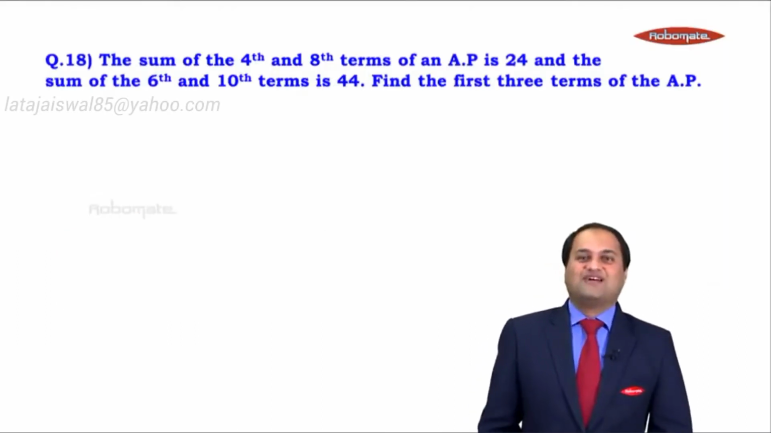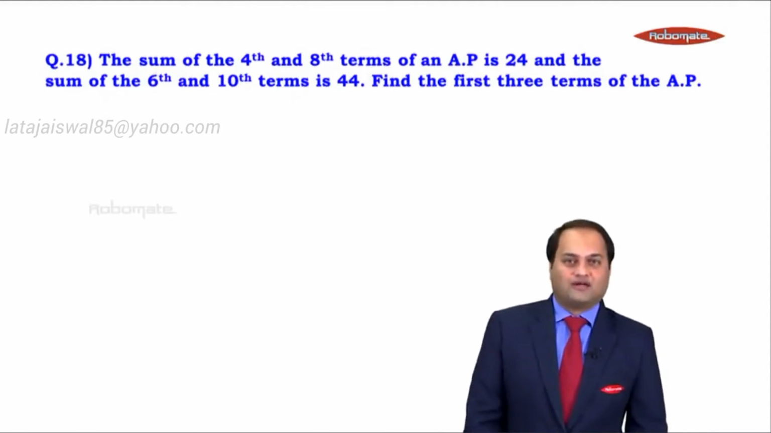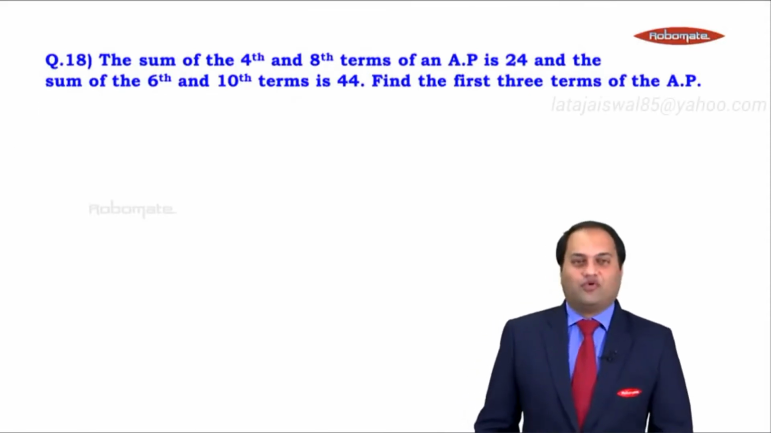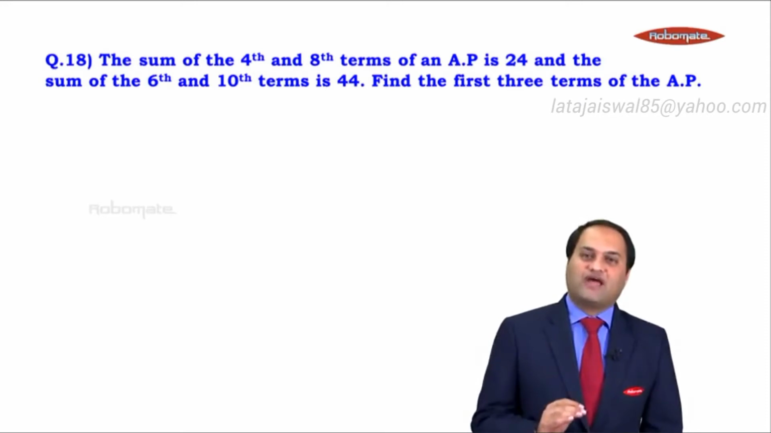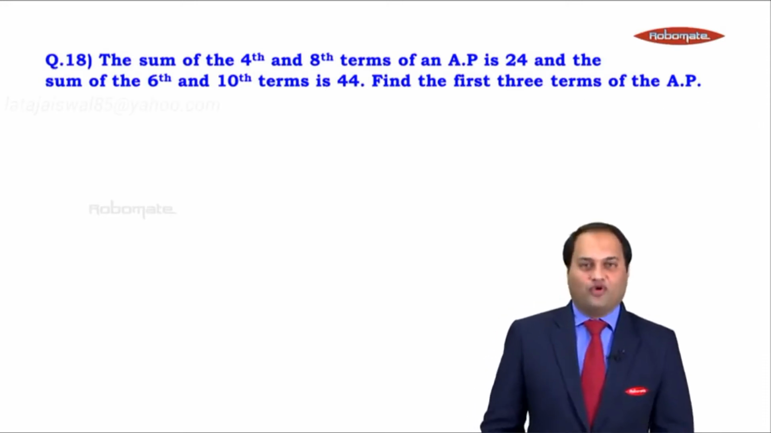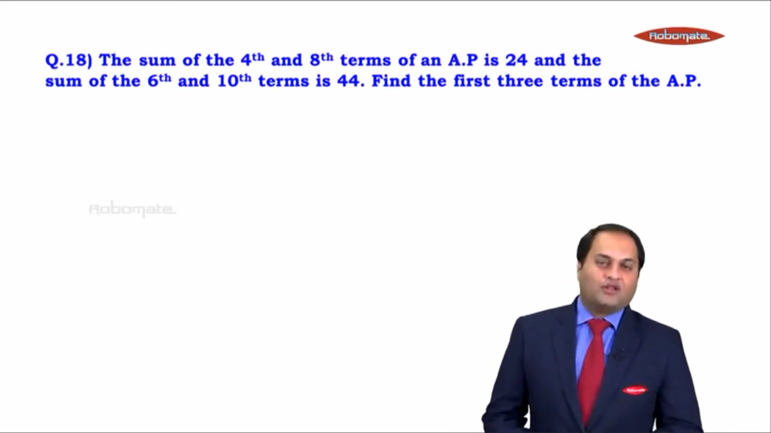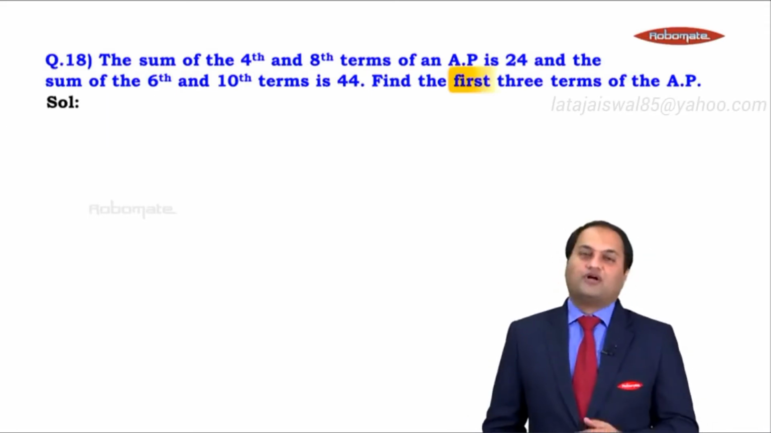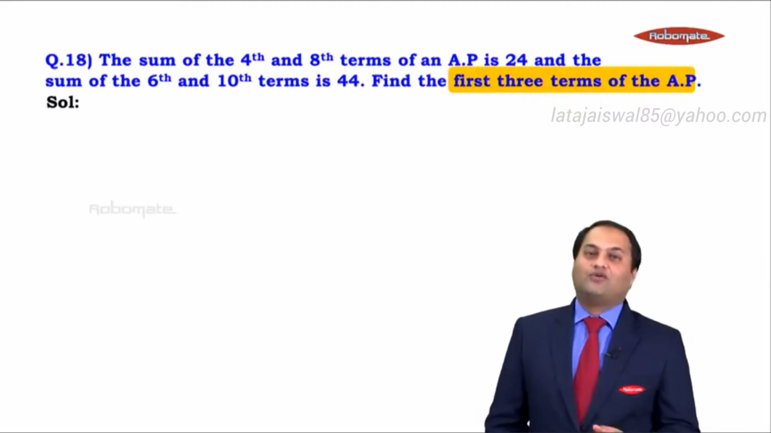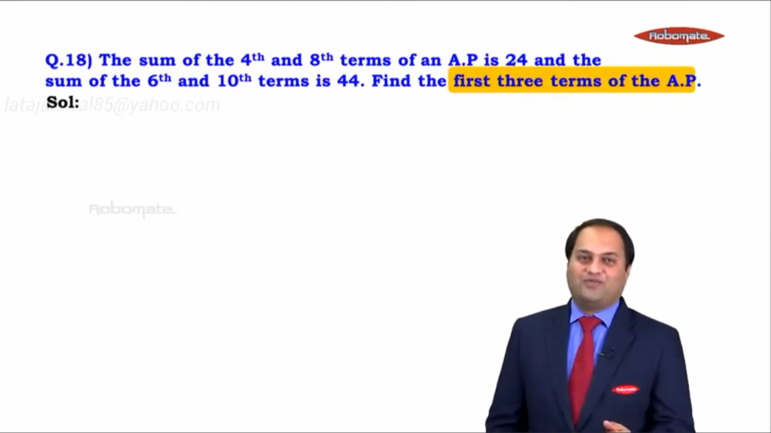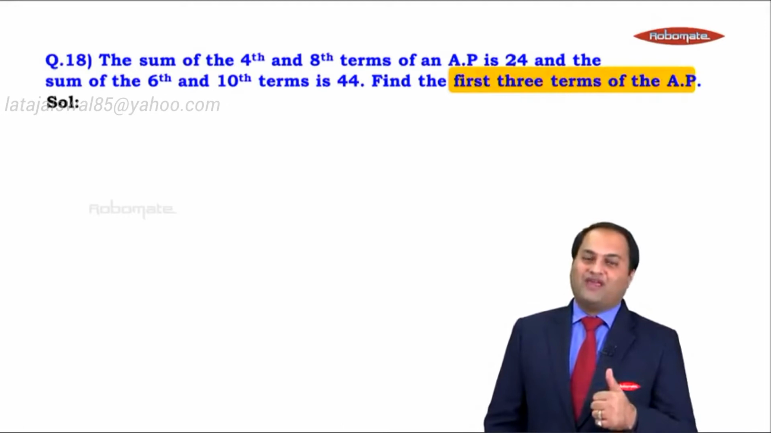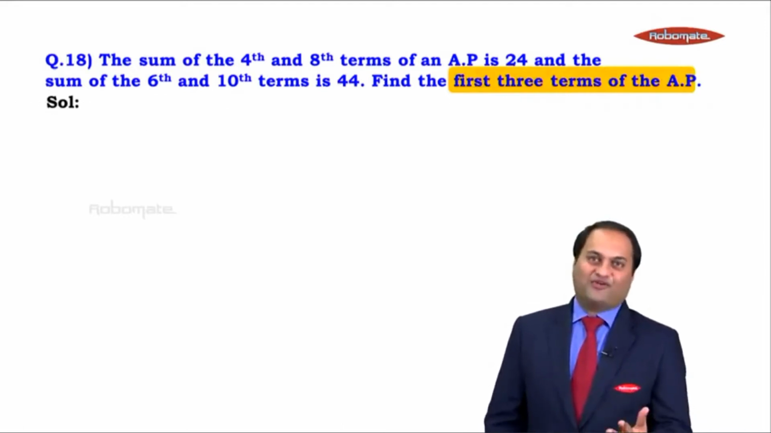The sum is, the sum of 4th and 8th terms of an AP is 24. And the sum of 6th and 10th terms is 44. Find the first 3 terms of the AP. To find the first 3 terms of the AP, we need the values of A and D, as we all know, right?